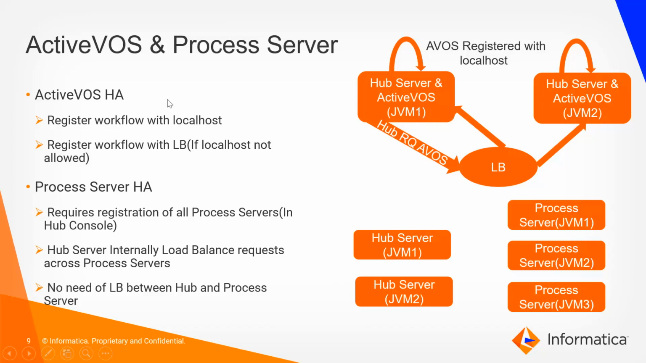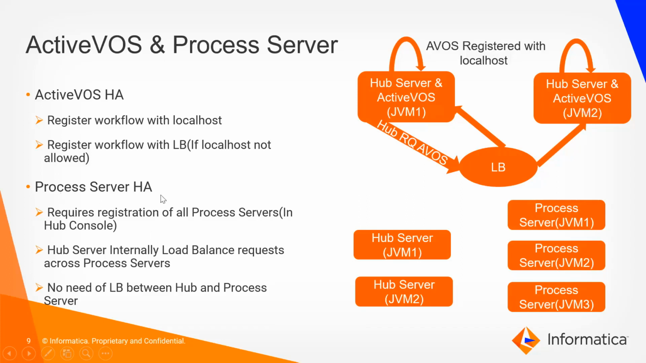But in case registration of the workflow with localhost is not possible in the hub console, then we have a way to register it with the LB URL, and then the LB can send the request either to the Activos server running on JVM1, or to the Activos running on JVM2, to achieve high availability.